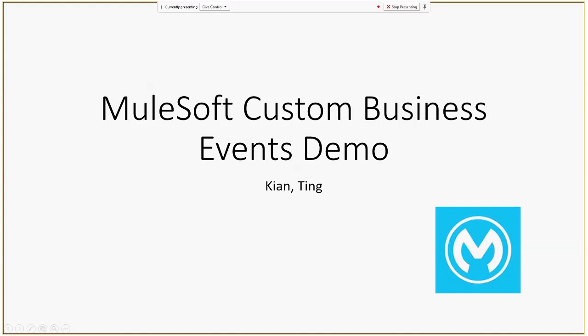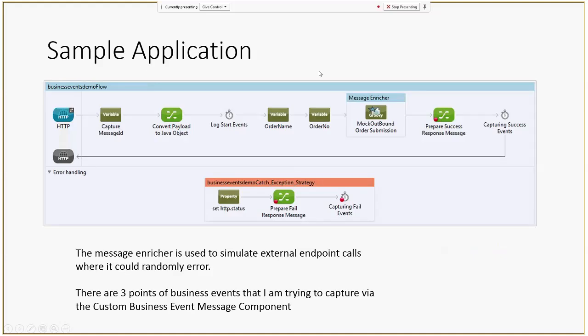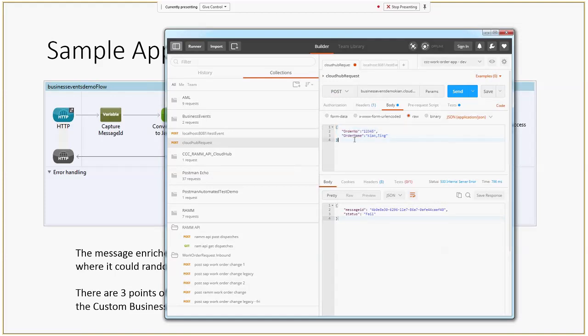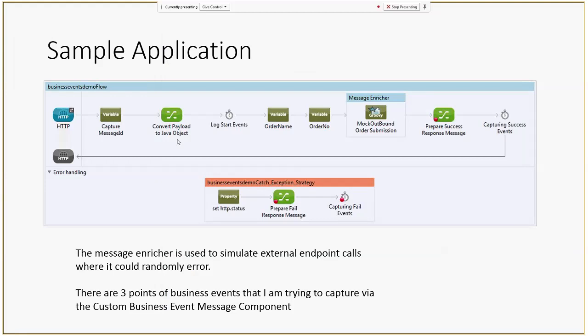So I've built a sample application to show how this works. What this sample application does is basically capture an HTTP message, a payload. The payload actually looks like this. It's just a sample payload. I made an imaginary order submission, like order number, order name, and then it goes through and logs the first event. What this first event does is just log the start time as a business event, like when this transaction is initiated, and the message enricher is just to simulate an outbound endpoint.